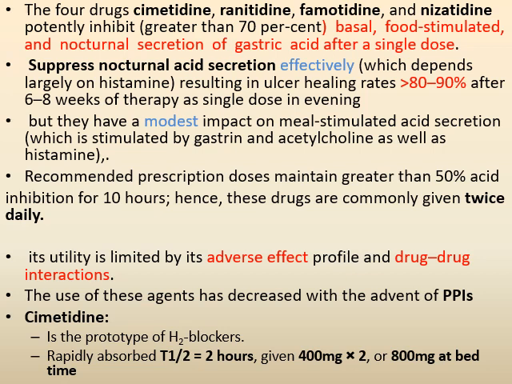Acid will be secreted according to stimulation by food or nocturnal secretion or basal secretion. So H2 antagonist will inhibit this acid secretion by about 70%.